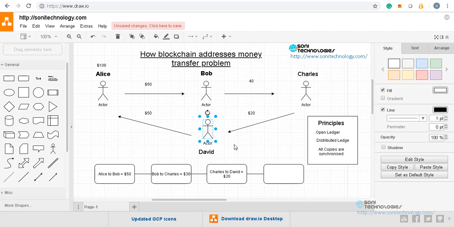We are going to see the miner concept in detail in an upcoming lecture, but for the time being, we will look at the three principles here. The first principle is open ledger, the second is distributed ledger, and the third is that all copies are synchronized. In order to synchronize all the copies of the ledger, the miners are required. So this is all about how blockchain addresses the money transfer problem.